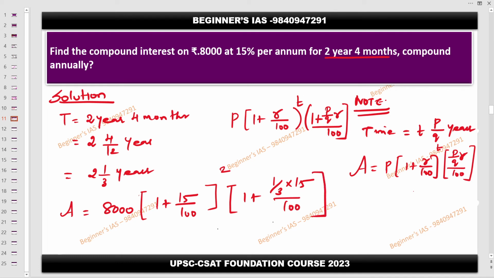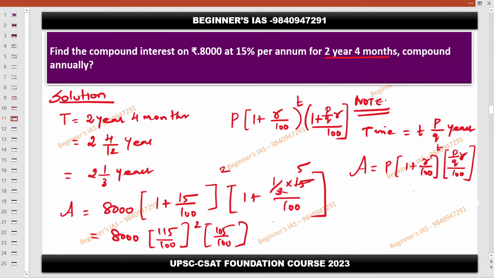Then simplify. Here 8000. Here you can cancel this, or else you can go with another method. So 100 plus 15 is nothing but 115, so 115 by 100 the whole square. Then here you can cancel 5 times. So therefore here 105 by 100.